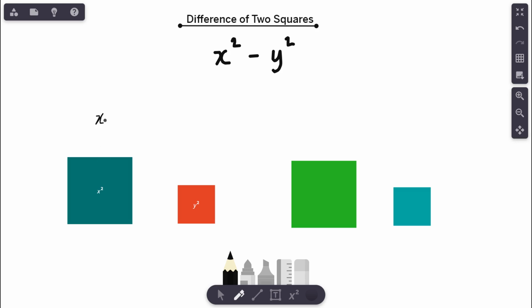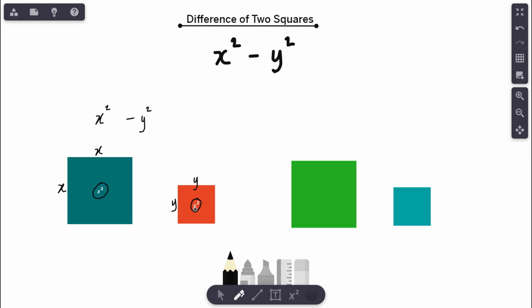If we represent x squared visually, if we've got a square with a side length of x, then all of the side lengths will be x, and the area of the square would be represented by x squared. And then if we subtract y squared, we can represent y squared as the area of a square with a side length of y, and that one will obviously also be y because it's a square, and then the area will be represented as y squared.